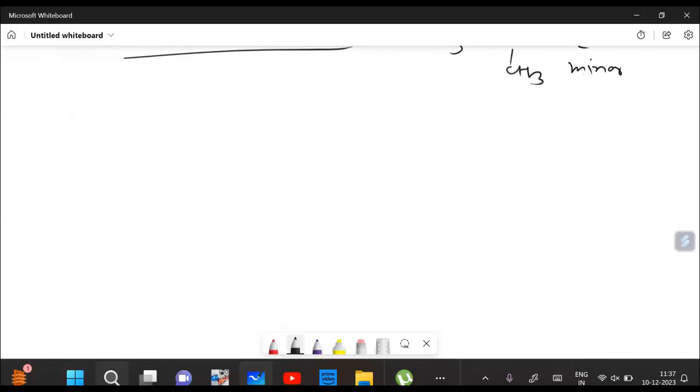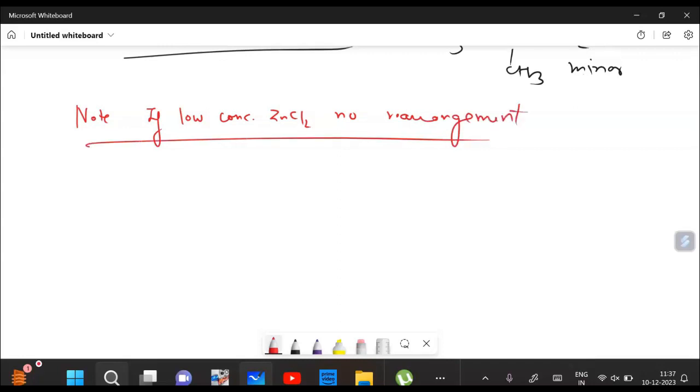So you can write down a note also. If low concentration of ZnCl2, no rearrangement is possible. No rearrangement if low concentration of ZnCl2 is given. This is Groove's method.